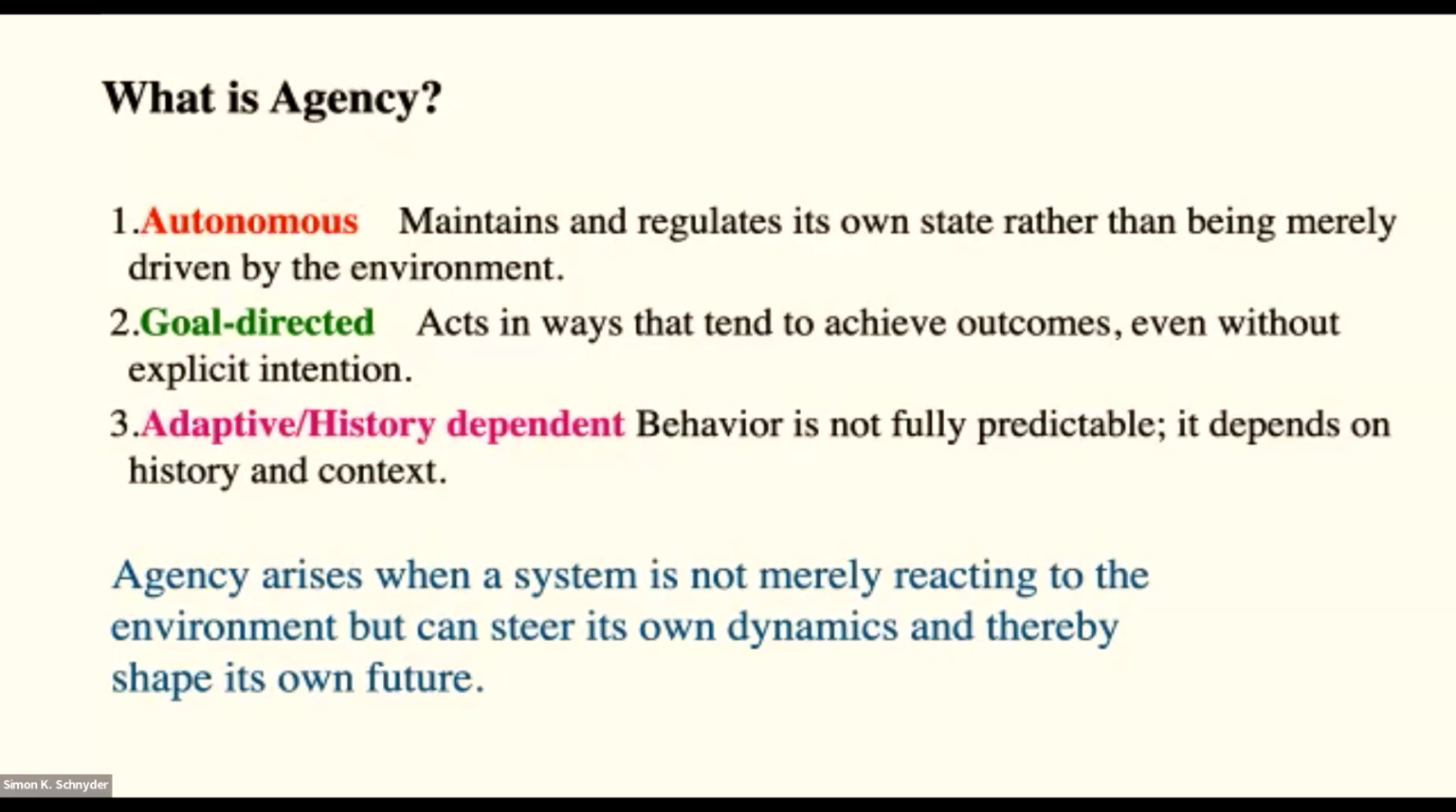And the third thing we can call adaptive, or maybe history dependency. So it should be autonomous, goal-directed, and also history dependent. Those three things are, I think, necessary conditions for defining agency. So agency arises when the system is not merely reacting to environmental perturbation, but can steer its own dynamics and thereby shape its own future. So this is the definition of agency.